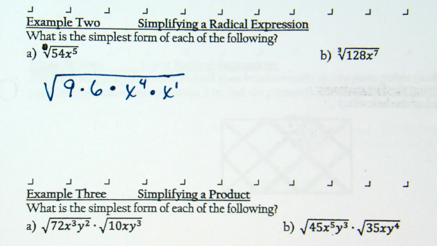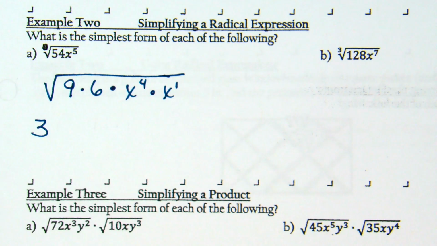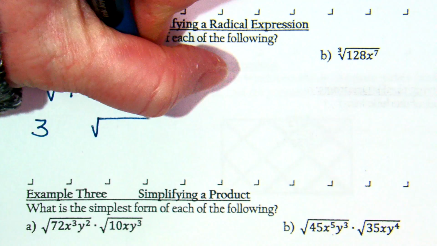Okay, square root of 9, what is it? 3. And when I take that square root, where do I put it? Outside. So the square root of 9 is 3, and 3 is no longer under the radical. Square root of 6. Not a perfect square. So what does that 6 do? It stays under the radical.